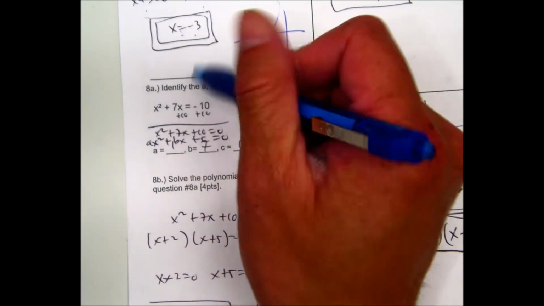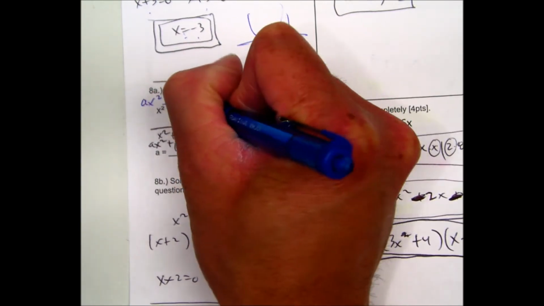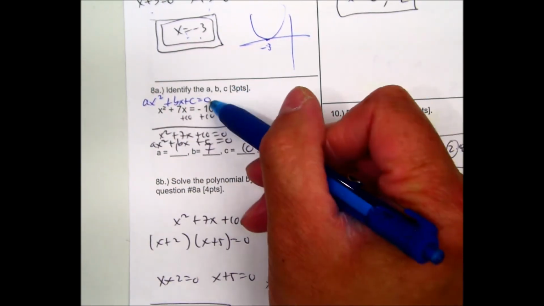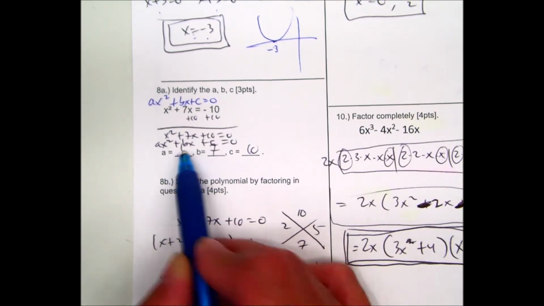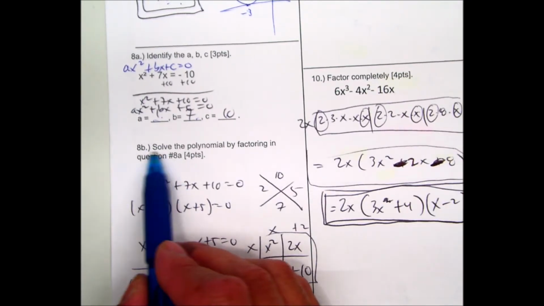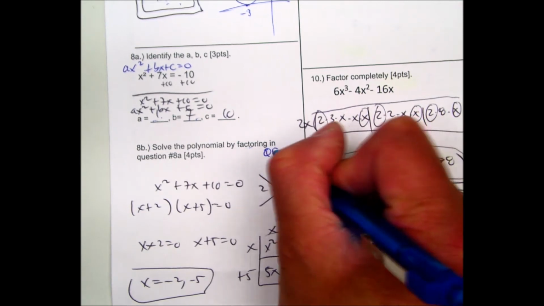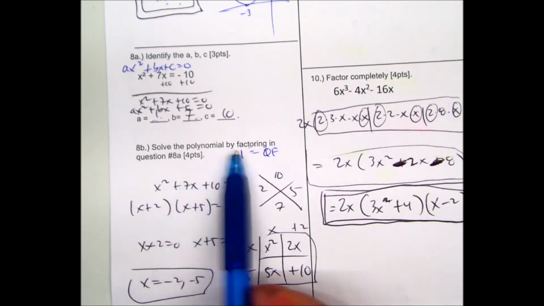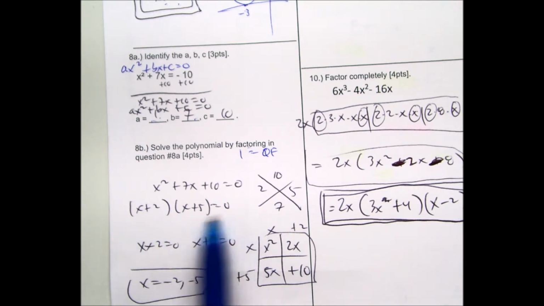Question number 8, you need to set it equal to 0, because it needs to read ax squared plus bx plus c equals 0, standard form. Set it equal to 0 by adding 10. 1, 7, and 10, you can't have an x squared there, and you can't have an x there. The directions say solve the polynomial by factoring. We solved it by quadratic formula. I gave you guys 1 point. Read the directions. When you factor it, x plus 2, x plus 5, set it equal to 0, x equals negative 2, and x equals negative 5.